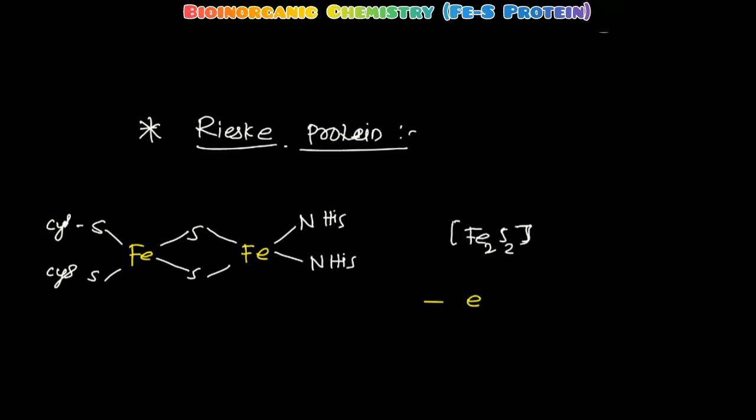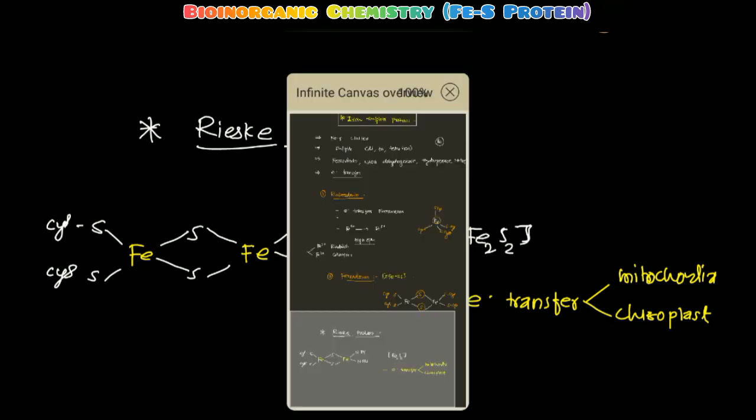So basically the use is electron transfer, and it does electron transfer reactions in two ways: first in mitochondria for respiration, and in chloroplast for photosynthesis. So these are the uses and the structure of the Rieske protein. So this is about the iron sulfur protein.